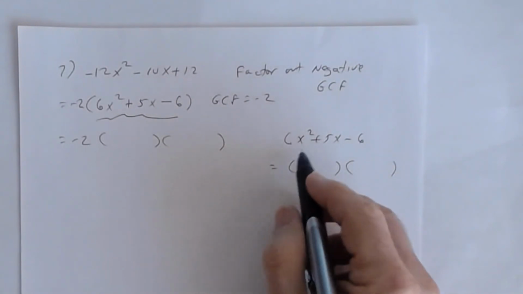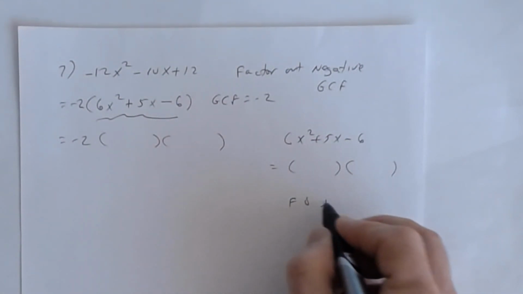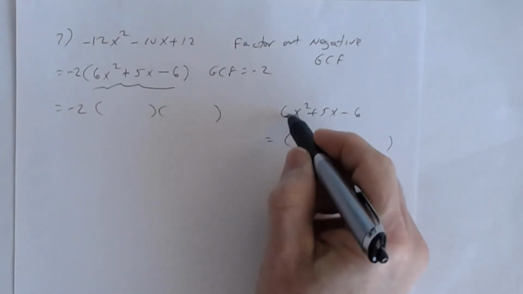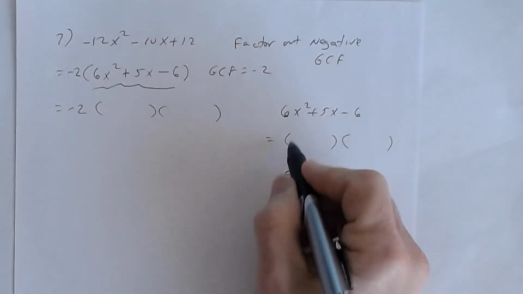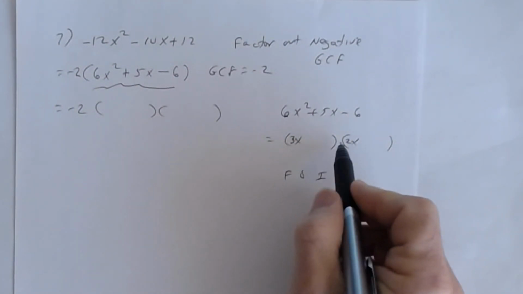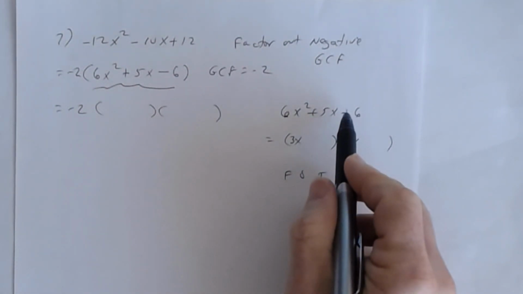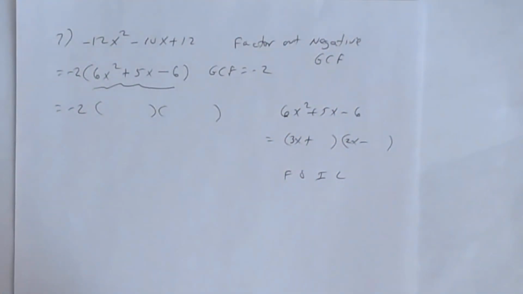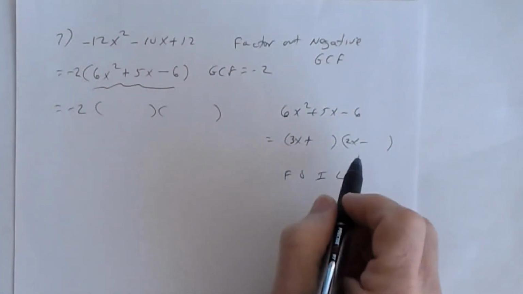So we remember reverse FOIL, trial and error. So this is a 6 right here. So let's try 3 and 2. So 3x and 2x, okay? So 3x times 2x is 6x squared. The last sign's negative, so remember the last sign's negative. That means these signs in here are different. And for 6, let's do 3 and 2 again.